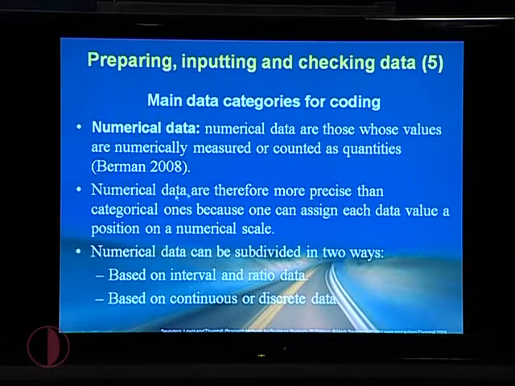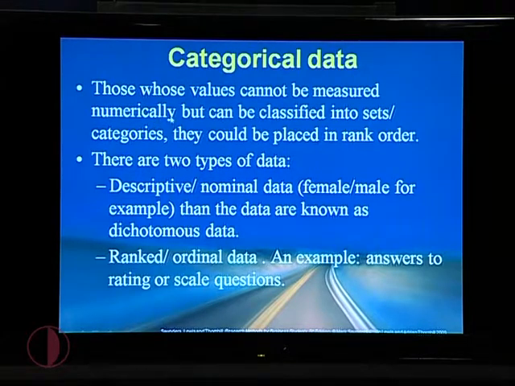Main data categories for coding: numerical data that has value and has quantity and is precise, then categorical, which says the rank, the first or the second or the third or whatever, and could be interval or ratio, or could be continuous data. The other type is the categorical data, which cannot be measured numerically, but it can be classified and ranked, rank 1, rank 2, rank 3, like gender, female or male, like survive, not survive, pregnant, not pregnant, sick, not sick, something like this.